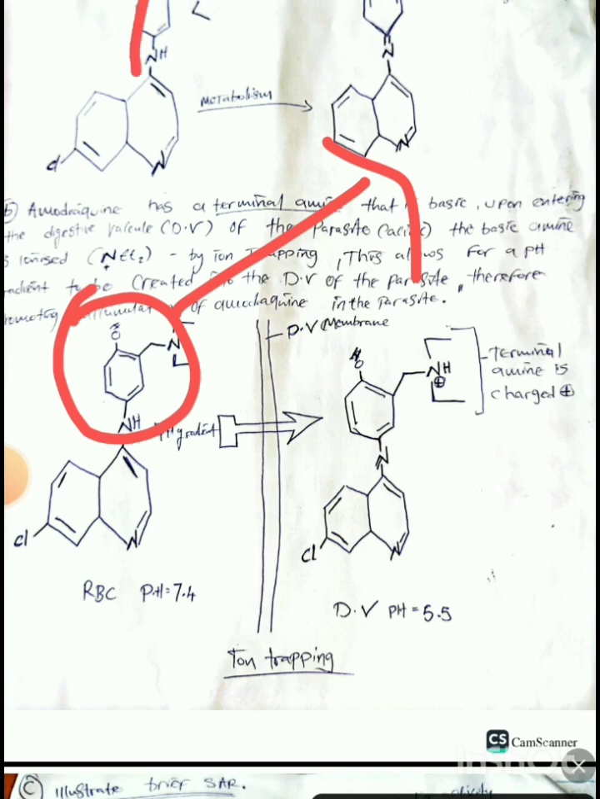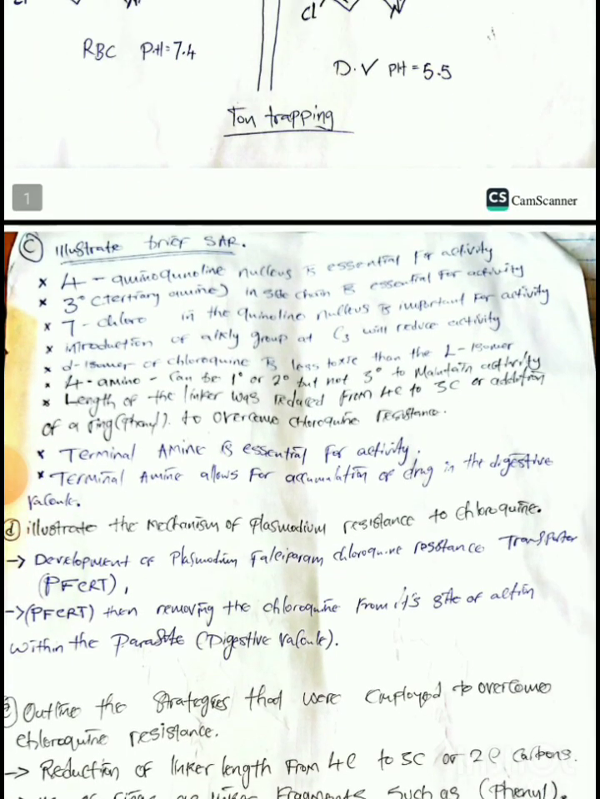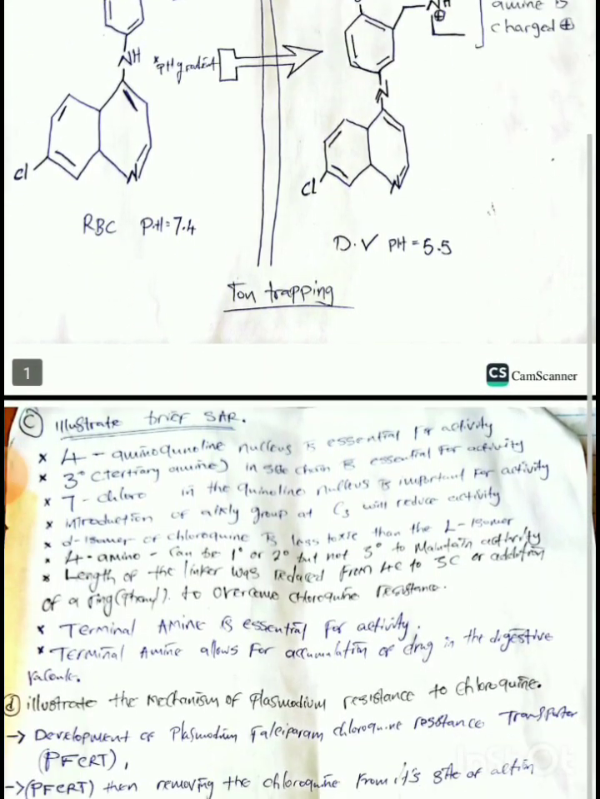So amodiaquine has activity over chloroquine resistant strains of malaria or Plasmodium falciparum. So such strategies as reduction of linker length from 4 carbon to 2 carbon, and the use of rings as linker fragments have been helpful against chloroquine resistance.